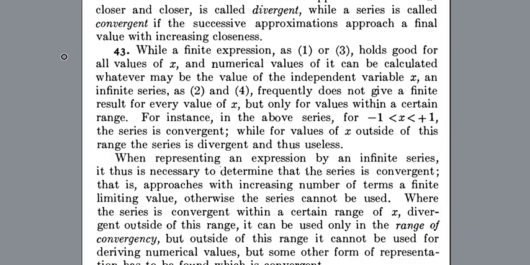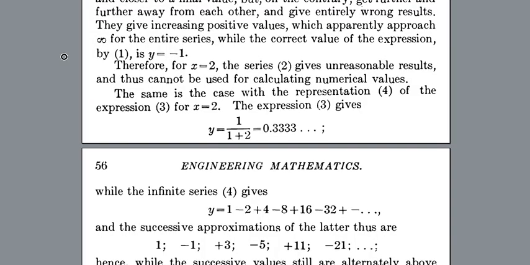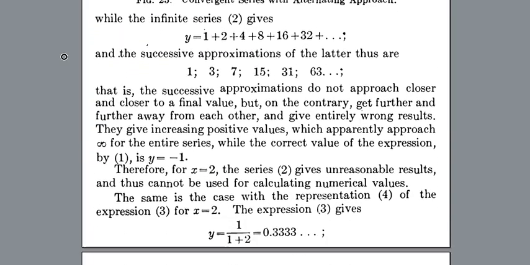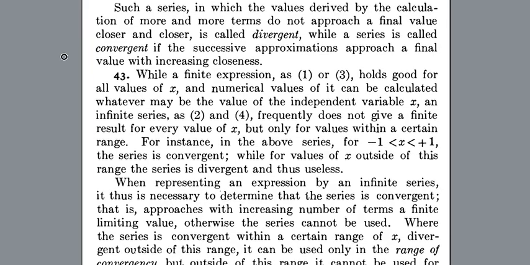Section 43. While a finite expression, as 1 or 3, holds good for all values of x, and numerical values of it can be calculated, whatever may be the value of the independent variable x, an infinite series, as 2 and 4, frequently does not give a finite result for every value of x, but only for values within a certain range. For instance, in the above series for negative 1 less than x less than positive 1, the series is convergent, while for values of x outside of this range, the series is divergent and thus useless.